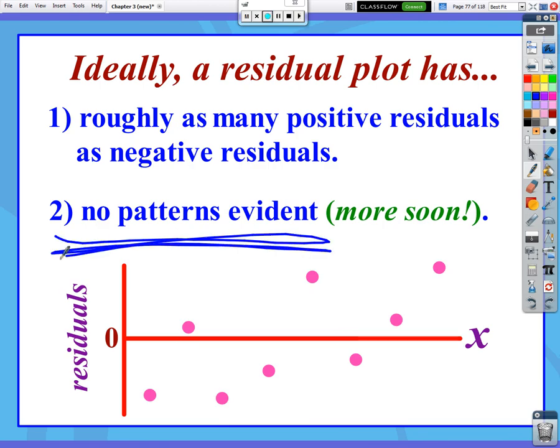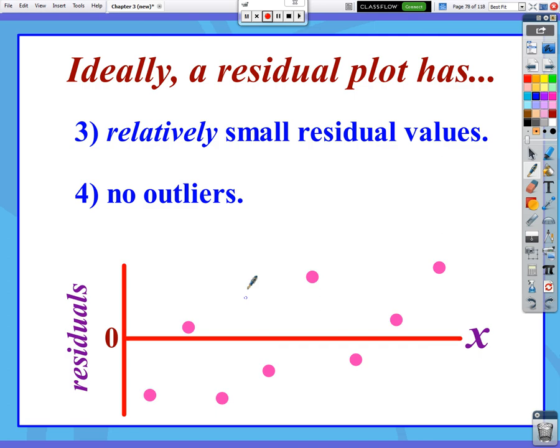The main thing you're going to be on the lookout for is you don't want to see patterns. And I'm going to talk about 2 specific patterns that you want to be on the lookout for. Number 3, you want to have relatively small residual values. Now, if we were doing predictions of, say, weight lost, we don't want to be off by hundreds of pounds if we were talking about weight loss in a diet program. So we want our residuals to be relatively small.